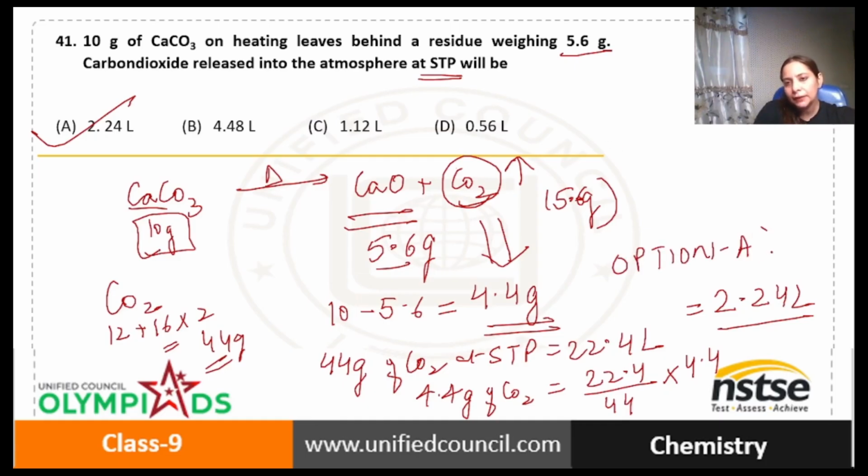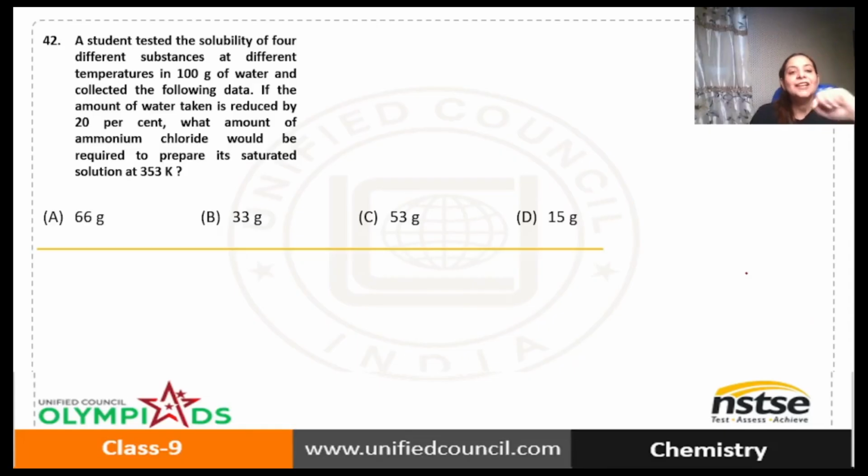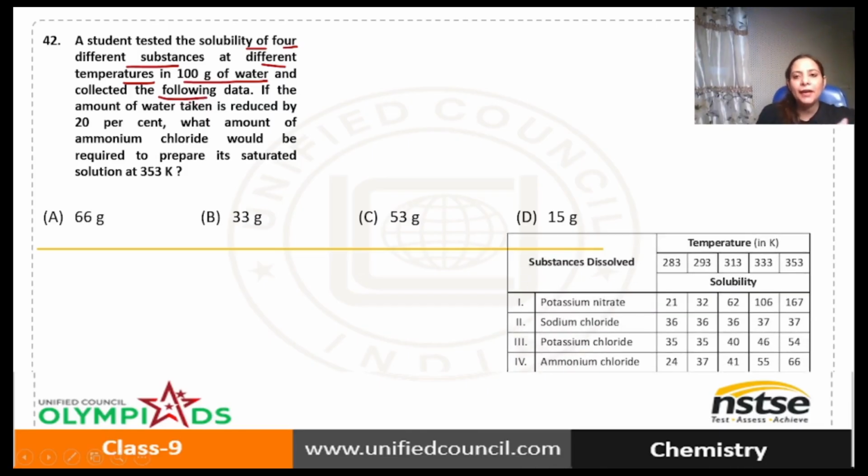Option A is correct. Now the question says: a student tested the solubility of 4 different substances at different temperatures in 100 grams of water and collected the following data. Here we have the data given. You can see 4 samples: potassium nitrate, sodium chloride, potassium chloride and ammonium chloride, and their solubility at different temperatures. The amount of solute present at a given temperature in 100 ml of water.